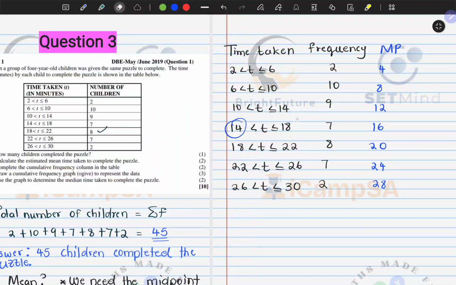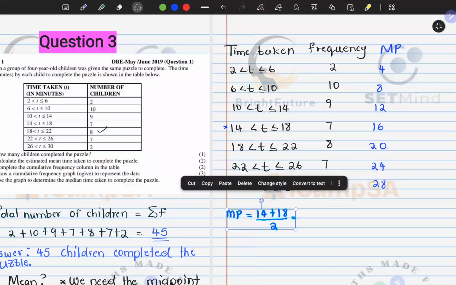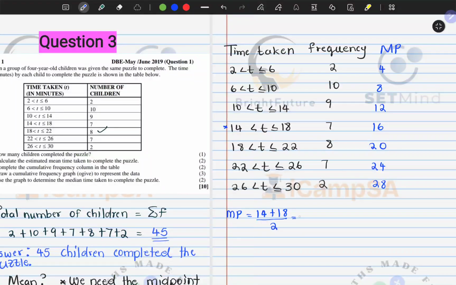Okay, so all we did here for our midpoint is simply to take the 14 and the 18, then divide by 2, and that is how you get these values. So that is how we got 16.